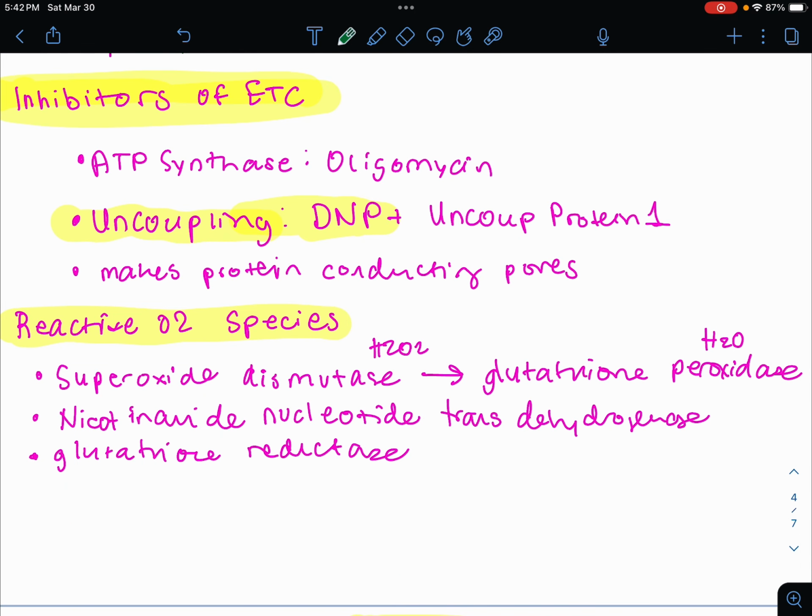Inhibitors of the electron transport chain would be... the ATP synthase inhibitor would be oligomycin and ventricidin. I don't know how to say that, but oligomycin is the one that inhibits ATP synthase. Uncoupling reagents such as DNP and uncoupling protein 1 are going to basically separate ATP synthase from the electron transport chain. Uncoupling protein 1 is found in brown adipose tissues. It forms proton-conducting pores in the inner mitochondrial membrane.